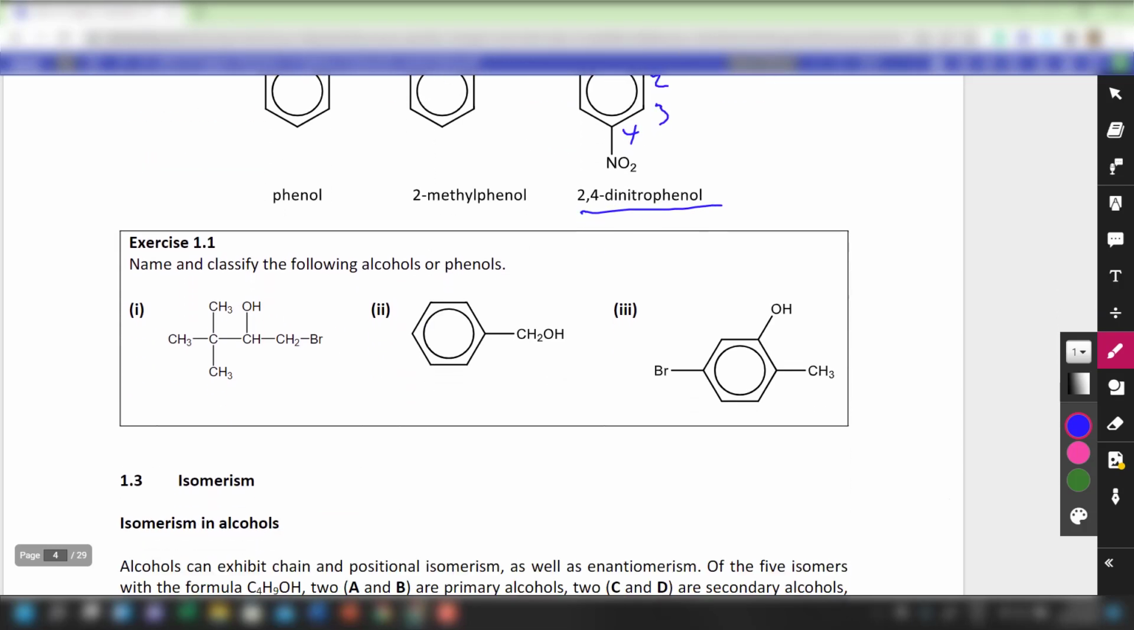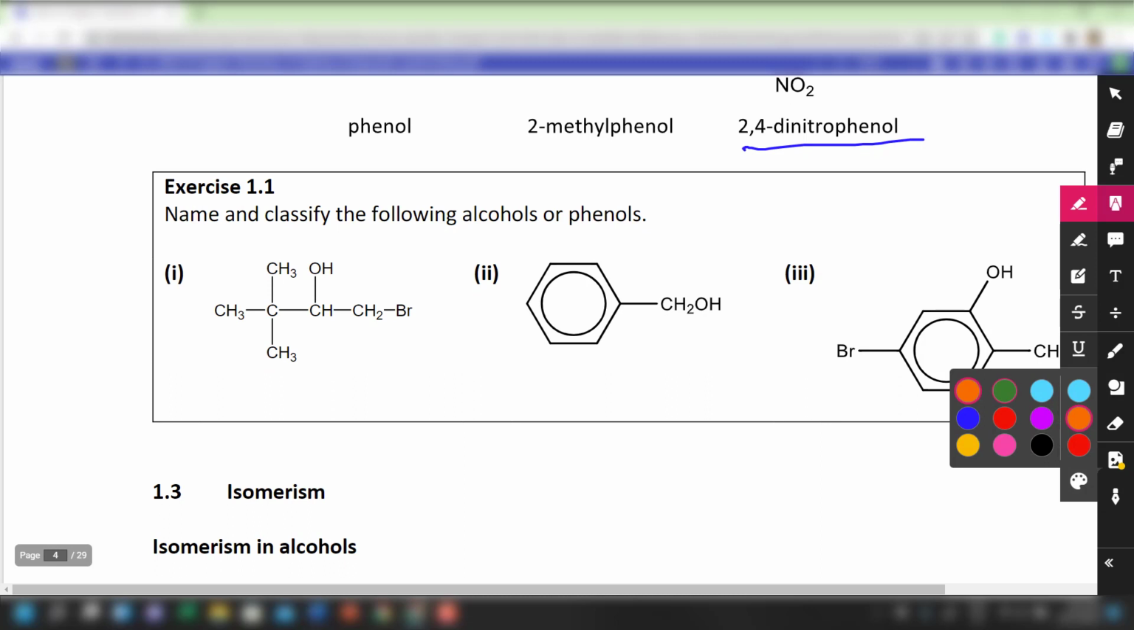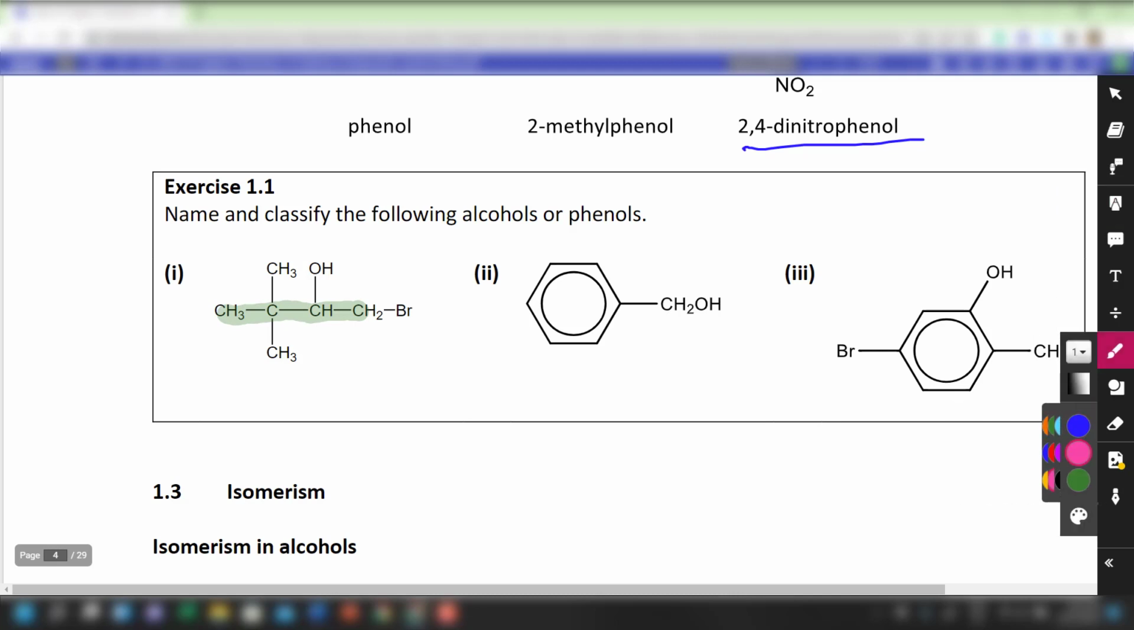Okay, so for exercise 1.1, we are supposed to name and classify the following alcohols and phenols. We'll just do that very quickly. So first, I will highlight the longest carbon chain. That will be 1, 2, 3, 4. So that will be a total of 4 carbon, and then I will start to number it. So that will be 1, 2, 3, 4. In that case, the parent will be butane 2-ol. So this will be the parent.